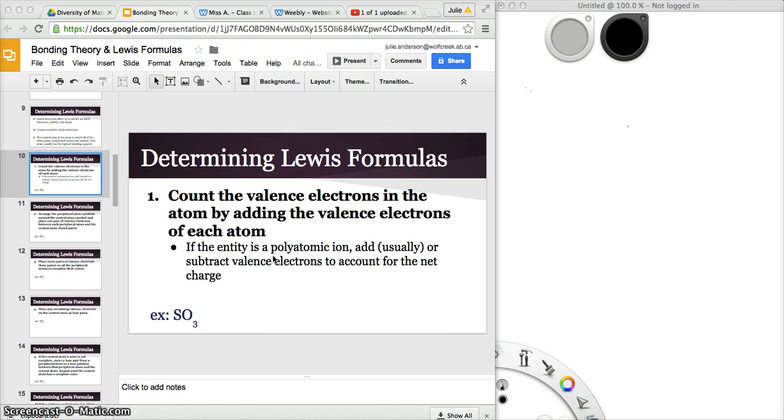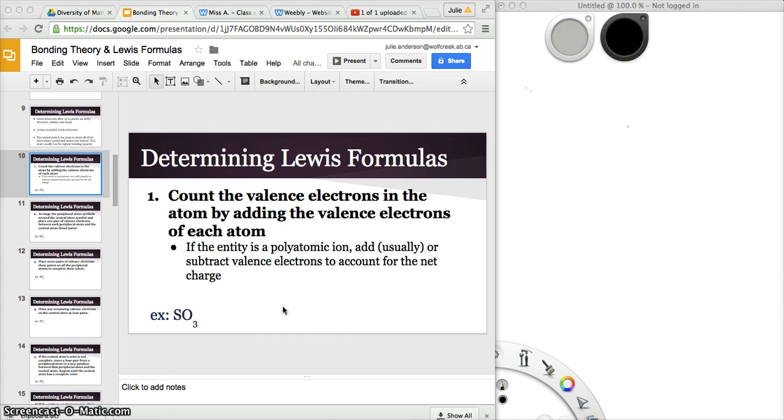All right, so this is the second half of the video, and essentially what we're doing is determining Lewis formulas. So we are going to look at determining a Lewis structure formula for a compound. So the first thing we need to do is count the valence electrons in an atom by adding the valence electrons of each atom. All right, so the example we're going to try right now is sulfur trioxide, or SO3.